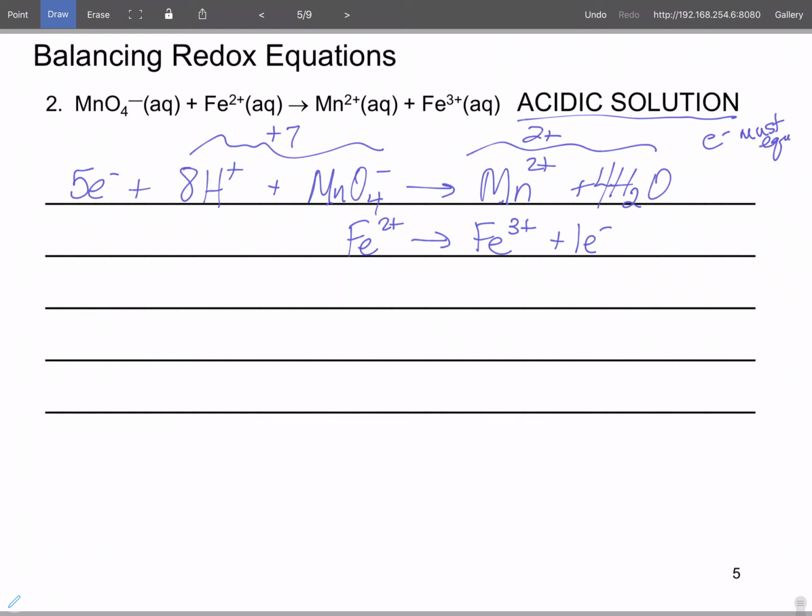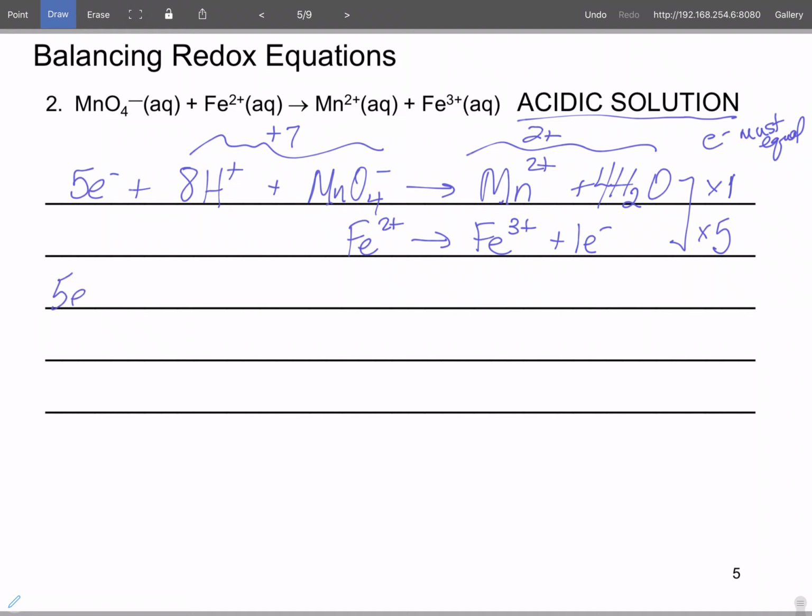So what you do is you look at the two numbers. We have 5 and 1. The smallest number that both of them will go into is 5. So this one's going to be multiplied by 1, and this one's going to be multiplied by 5. And again, I'll write the electrons this time, but I'm not going to do it after that.